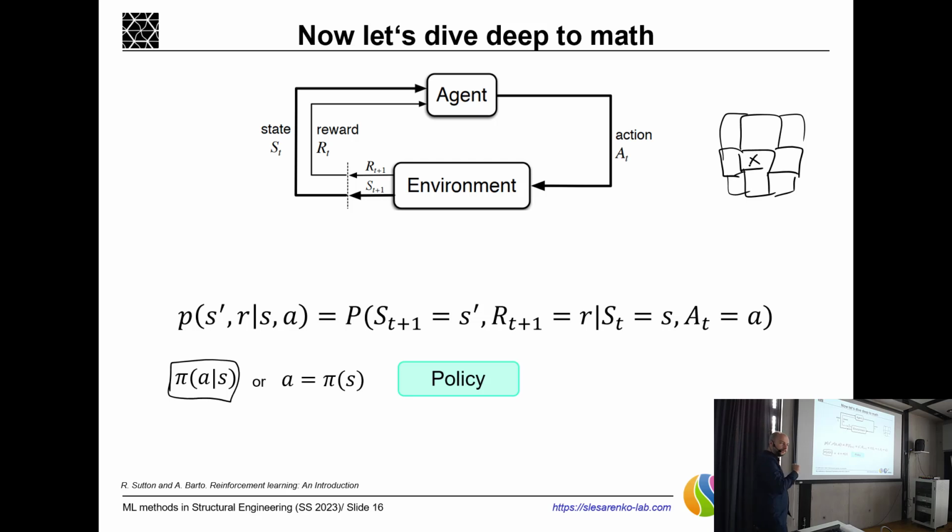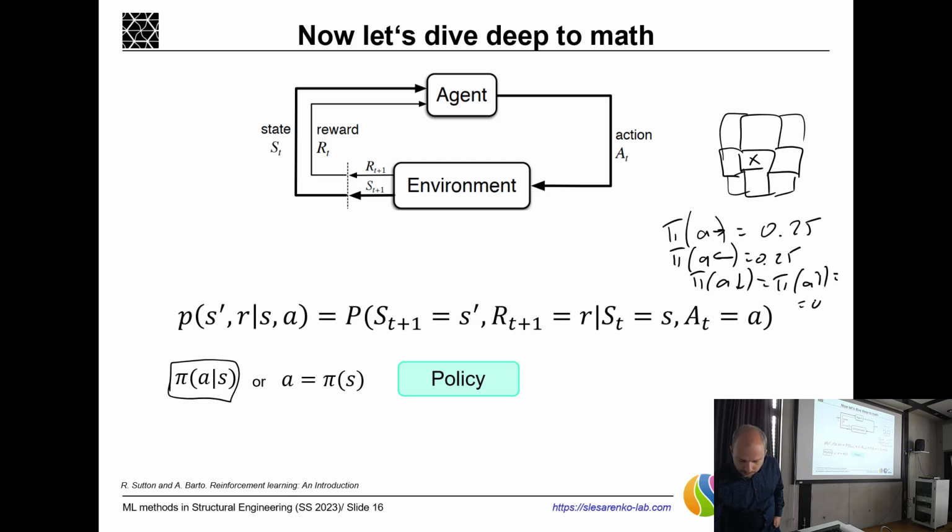You cannot move diagonally. One of the policies that you can take is that the probability to go right would be equal to 25%. The probability to go left, down, and up will be absolutely equivalent. So in this case, our agent in this particular state will randomly go right, up, left, or down. That's a policy.